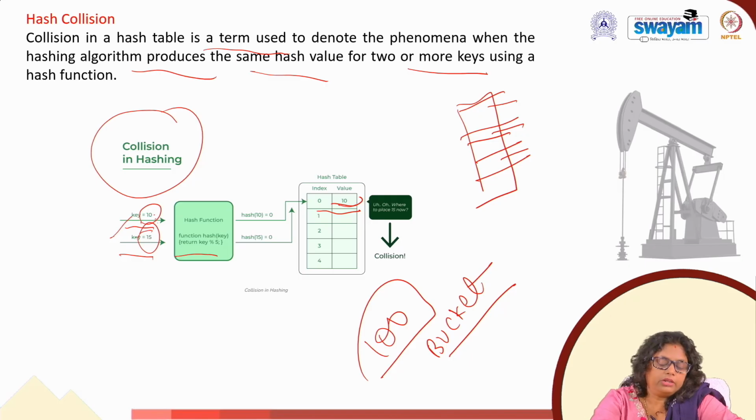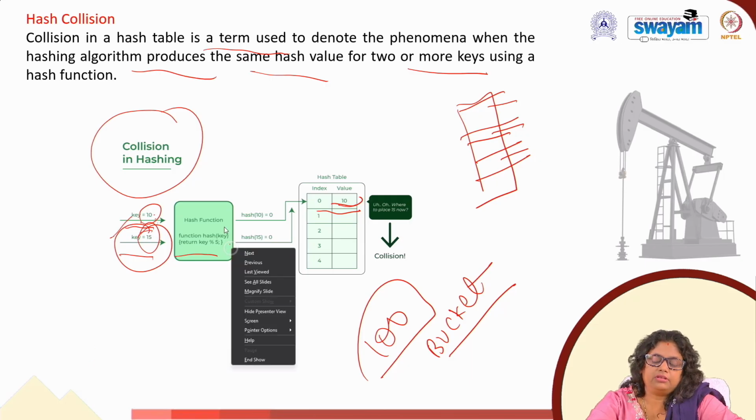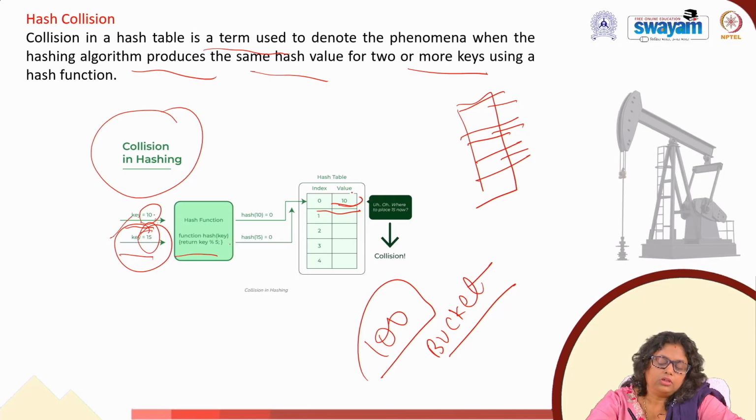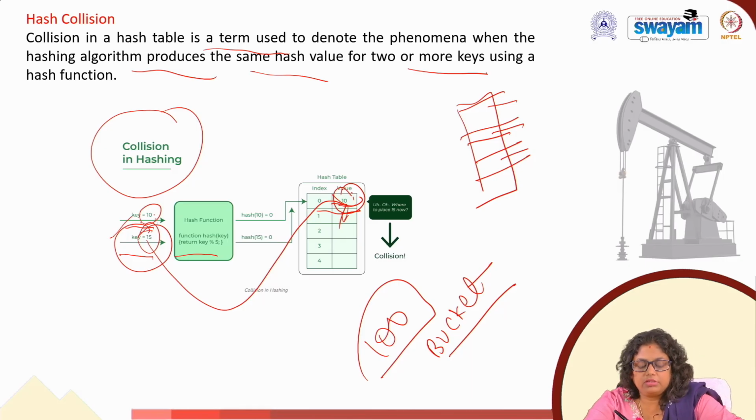Okay, now when I operate on the key value 15, I do the same mathematical operation, and we again get 0 as the remainder. So what we see is that one value is already there. Will this value go inside the one which is already occupied, or will it be moved to the second one which is unoccupied? So we have a problem which needs to be handled, and this phenomenon we call collision.